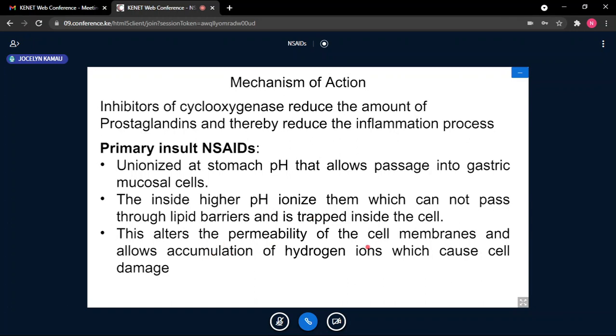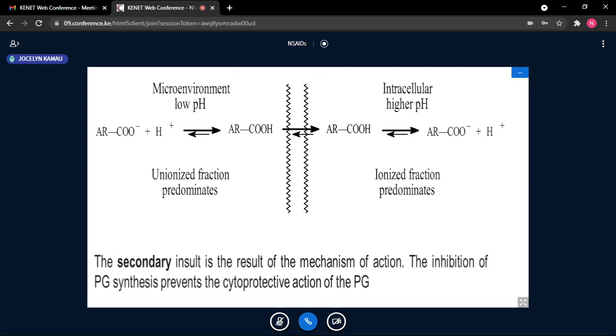This alters the permeability of the cell membranes and allows accumulation of hydrogen ions, which causes cell damage. So once the drug penetrates, the pH allows for more ionization within the mucosal cell. And once it allows for more ionization, there is trapping of the acid. There is trapping of the hydrogen ions. Those hydrogen ions will be responsible for change of permeability. They will be responsible for damage of the mucosal cell, and that is what gives us the problem. So this is what we are talking about.